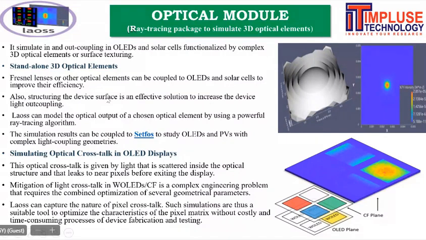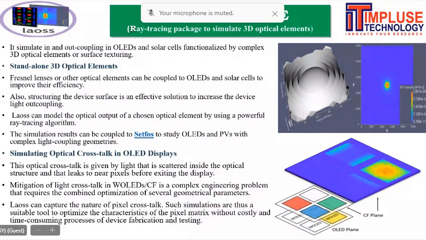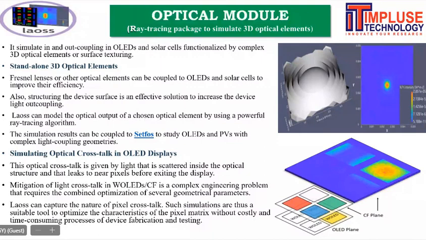Device surface effective solution with device light outcoupling. LAOSS can also model the optical output of the optical element with a powerful ray tracing algorithm, and it can also be integrated with SATFOS for light outcoupling geometry. Optical crosstalk analysis for LED application is helpful. For optical crosstalk, the light is scattered inside the optical layers and leaks into the neighboring pixel before the final release.